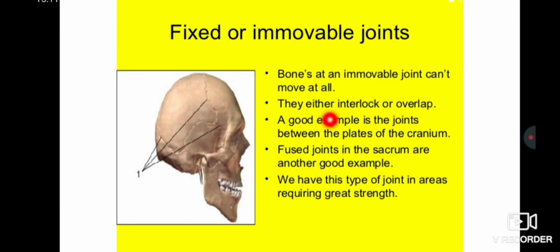Okay. They either interlock or overlap. A good example is the joints between the plates of the cranium. This is the cranium. Okay. This part of the brain is the cranium. Fused bones in the sacrum are another good example. We have this type of joint in areas requiring great strength. What about great strength here? Here the meaning of great strength is to protect our brain.